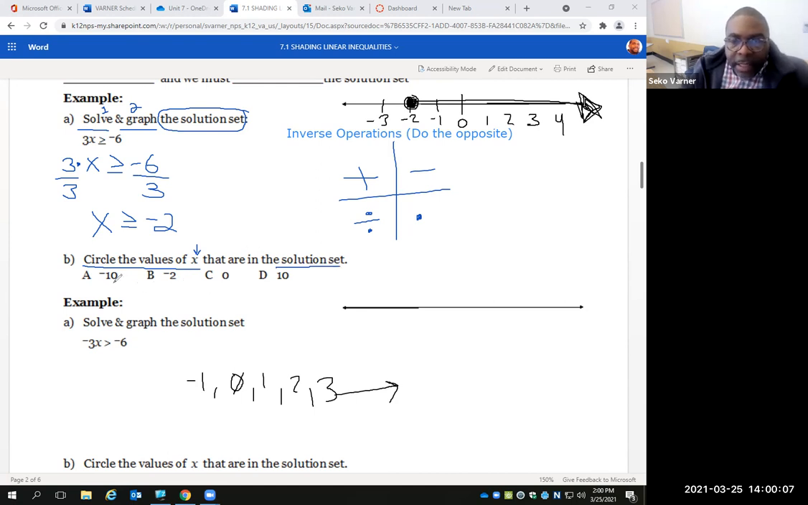Would it be -10? Well, -10 would be further down here, and that's not going in that direction. So no, it can't be -10. Would it be -2? X is greater than or equal to, so yes, it would be. Would it be 0? -2 is here, -1, 0 is in the solution set. All of this is the solution set, and it carries on to infinity. So 10 would be in the solution set. So now we've answered A and B. All right, let us move on.